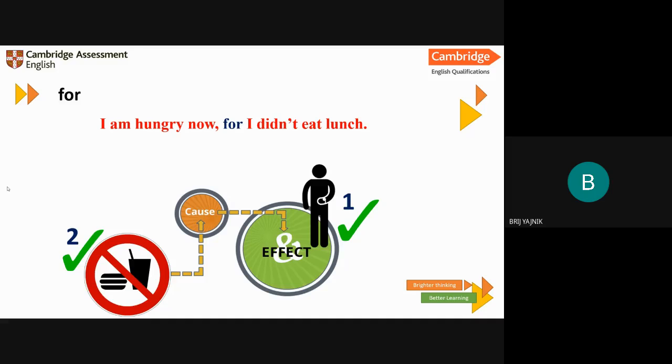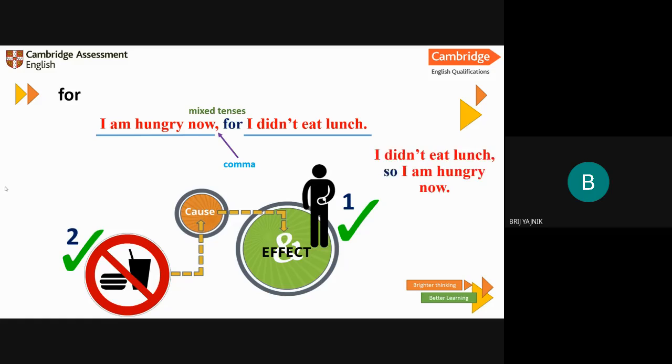Right. Okay. So once again, there's a comma and, of course, mixed tenses. And this is what it is. It's different than so. I mean, it has nearly the same meaning as so, but it sounds different, it looks different, and it is different. It is formal. This is a very formal language.